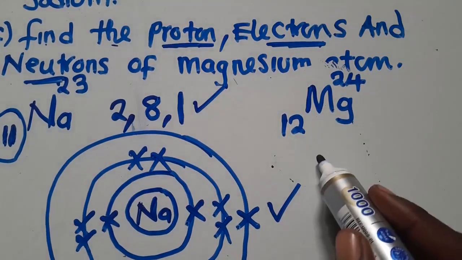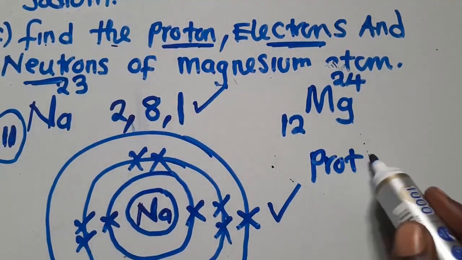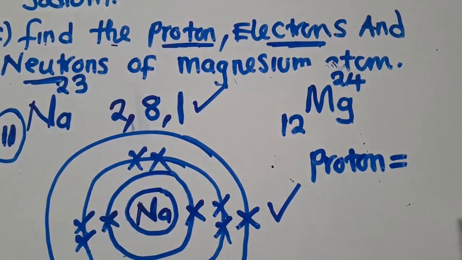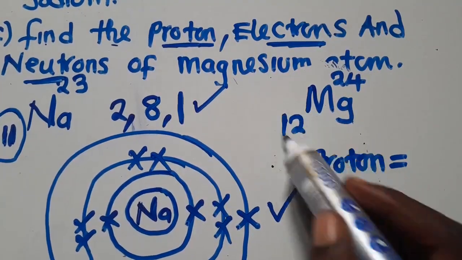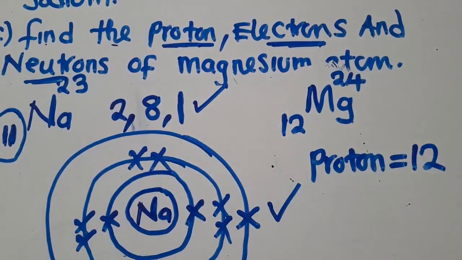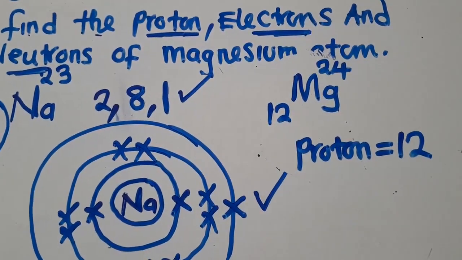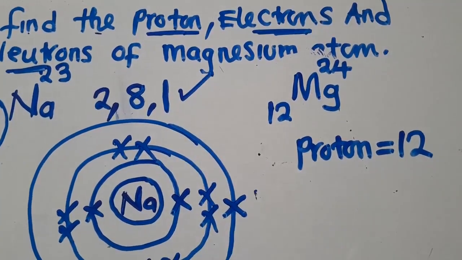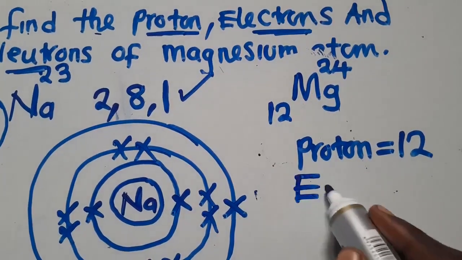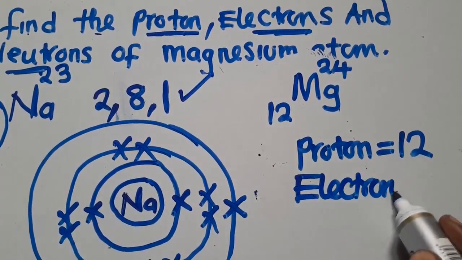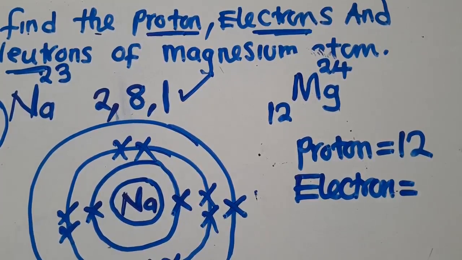What you need to know is that it's very easy to get the protons. The protons are this one, 12. Then the next one, you take electrons. I've told you that the number of electrons is equal to the number of protons. So here there is 12, and here it is 12. As long as you're dealing with a neutral atom, this is what you need to do.